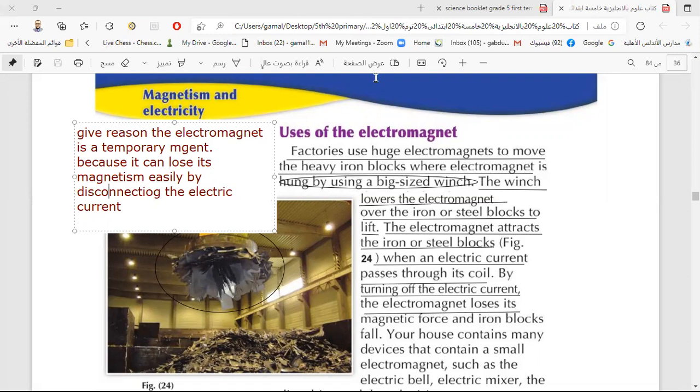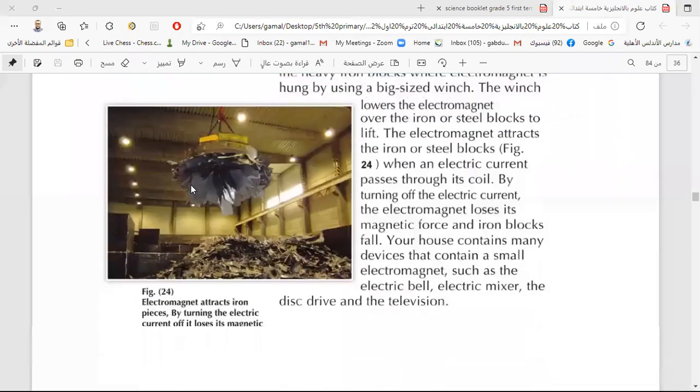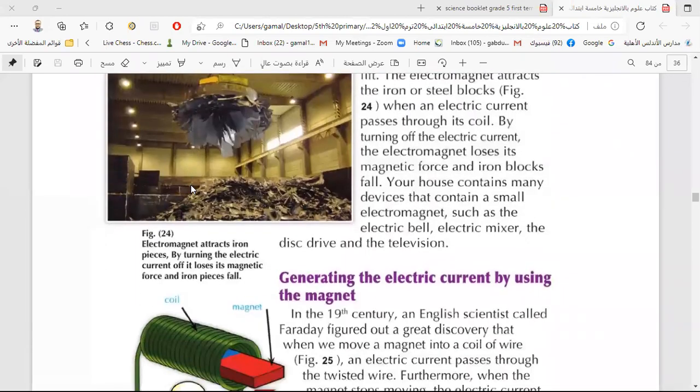Okay, my son. Okay, now what are the uses of the electromagnet at home? We want to know what are the uses of the electromagnet at home. Your house contains also some electromagnets. Where in your house? Where is the electromagnet in our house? There are many devices that contain a small electromagnet.